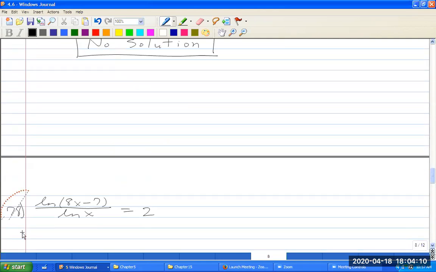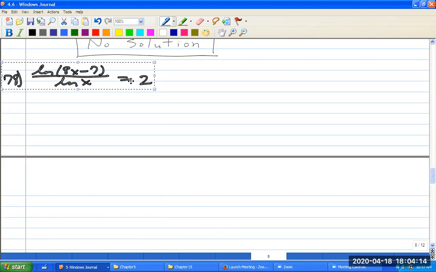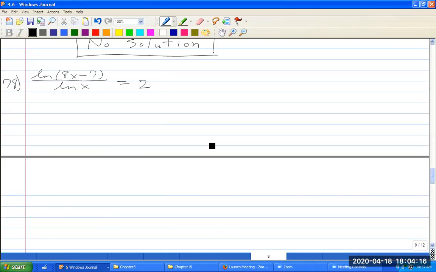Let's do problem number 78. ln of 8x minus 7, over ln x, equals 2. Let's multiply both sides of my equation by ln x.